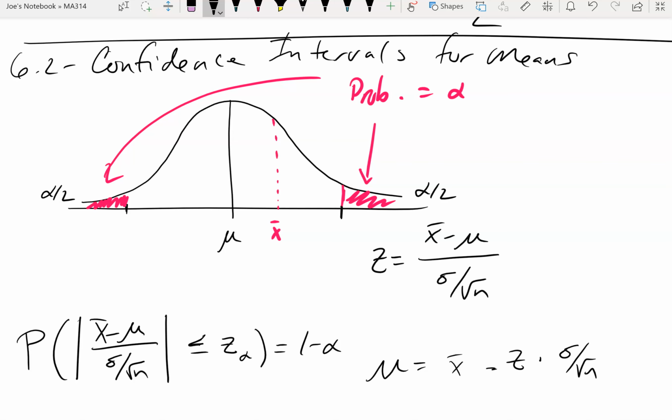Okay? Remember again, it's also likely we don't know sigma, but we definitely don't know mu. If we knew mu, why the hell would we be doing samples?